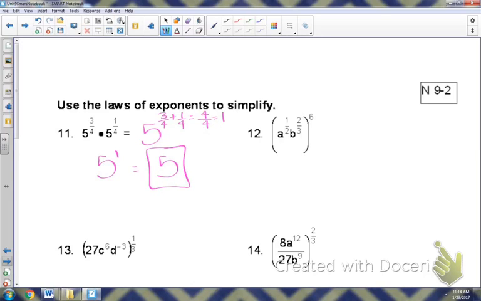Okay, so looking at 12, we're going to distribute this exponent on the inside. So we have a power raised to a power, which will multiply the powers. So I'm just going to write the step. We have 1/2 times 6/1. And then we have 2/3 times 6/1. We multiply tops, multiply bottoms, so we're going to end up getting a to the 6/2 power, b, that would be 12/3. So I can divide those. That would be a to the 3rd power and b to the 4th power.